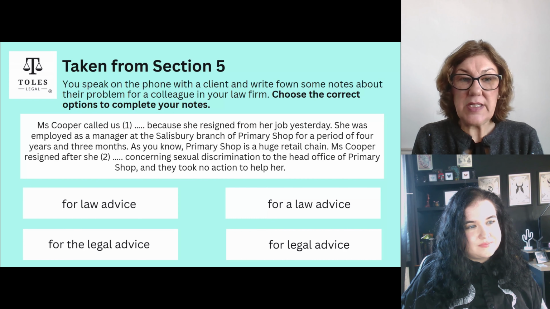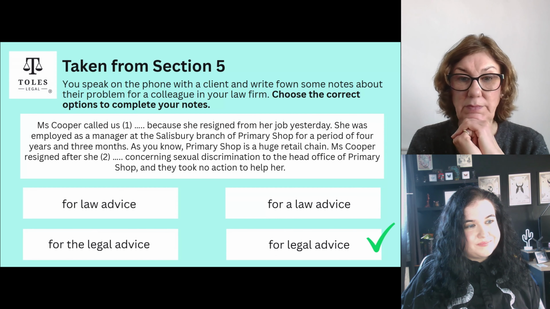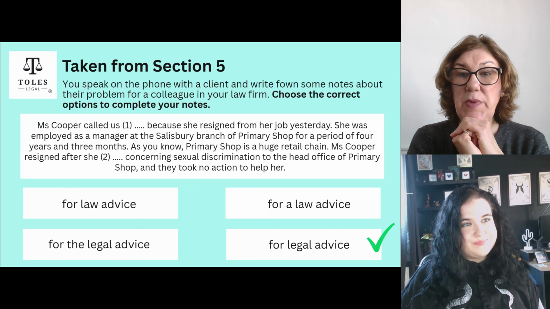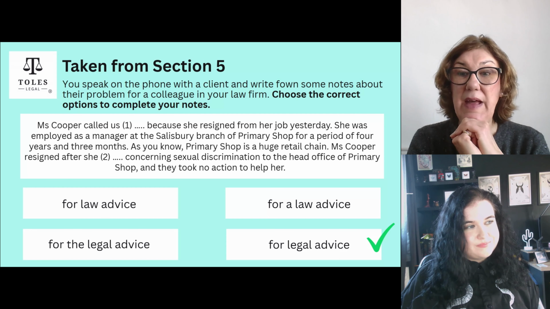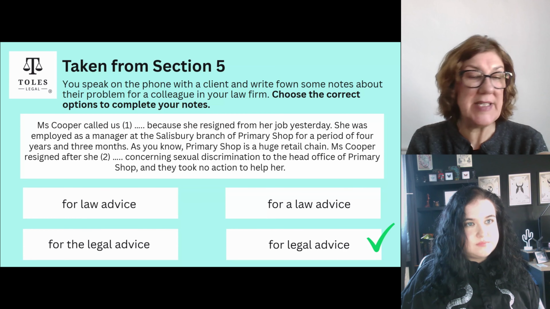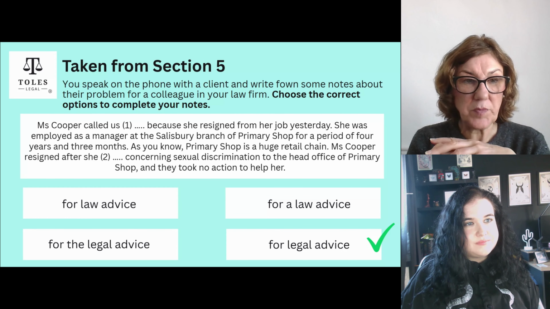Miss Cooper called us for law advice. Miss Cooper called us for the legal advice. Miss Cooper called us for a law advice. Or Miss Cooper called us for legal advice. Which one? For legal advice. So you would get 1 point if you got that correct. Most questions at this level are 1 point if you get them correct, 0 if you get it wrong.